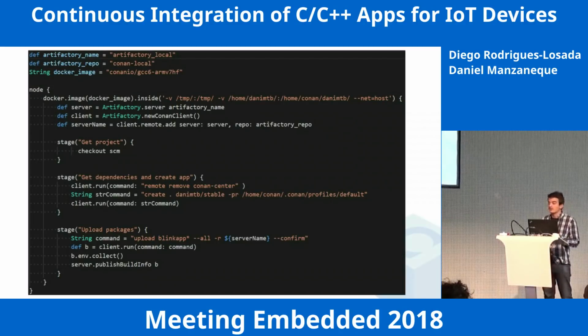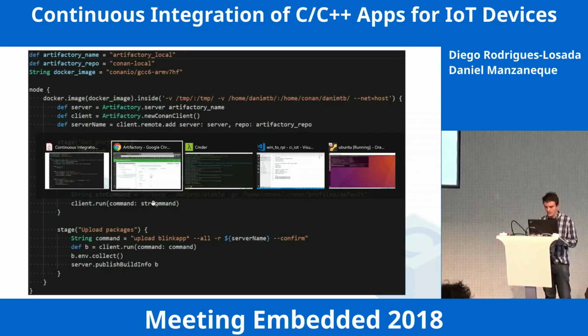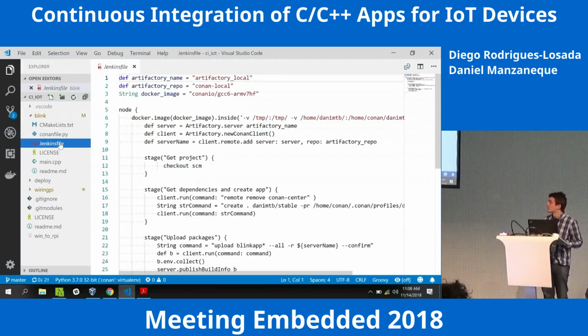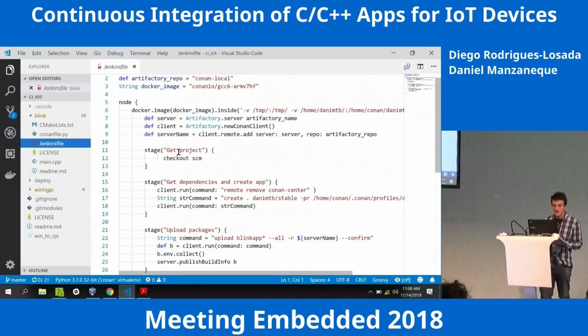And as you can see, it has 3 steps. We are getting the project with our new changes. And now it's getting the dependencies in the Conan create command. That create command will also retrieve the dependency of the WiringPi library, and it will compile it. And the last step will get our Blink application and upload it to the server. So let me go through this and show you this is actually what we are going to do. So I have here my project. This is, as I told you, the Jenkinsfile that is in the same repository.